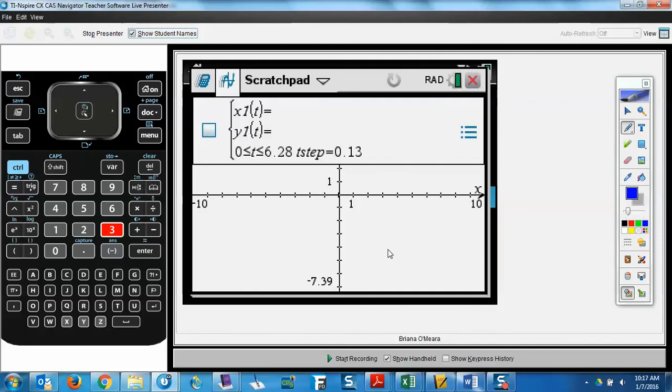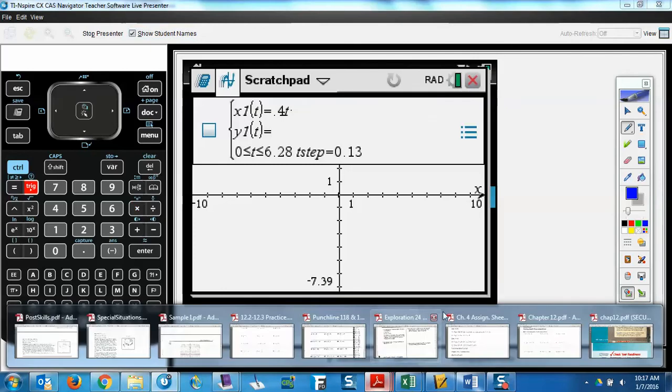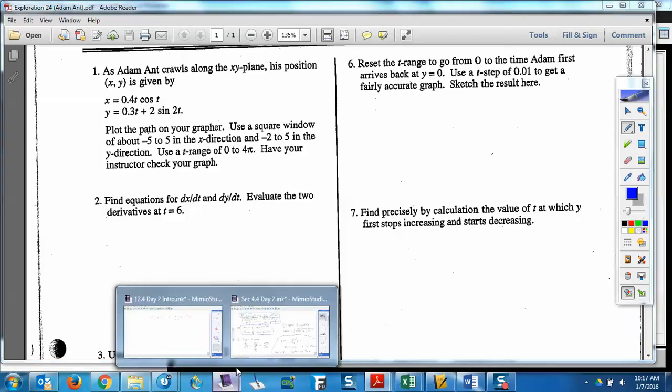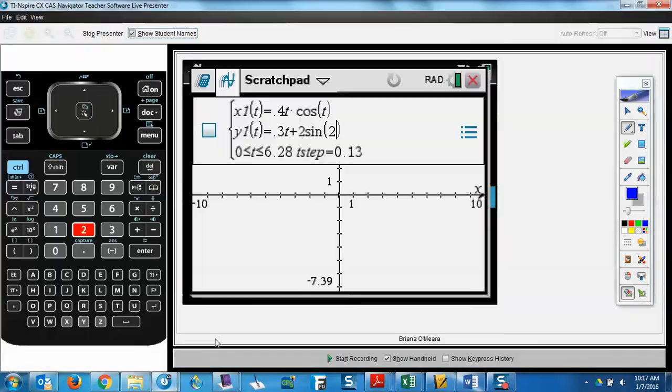So what was the first one? It was 0.4t times cosine t. And then the y was 0.3t plus 2 sine 2t. Okay? Nope, you're good. Numbers, it'll know that's times. Letters, it doesn't. Okay, go down here and change that 6.28 to a 4 pi.